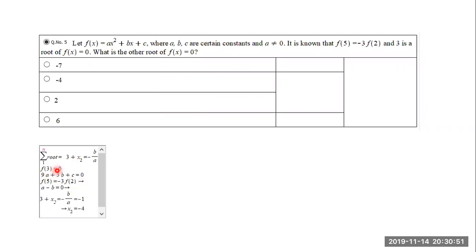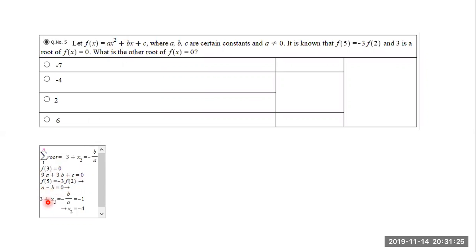And then f(3) is equal to 0. This is ax squared. Right, x is 3, therefore 3 into 3 is 9. 9a plus b into 3, 3b plus c is equal to 0. One relation I got. And f(1) is equal to minus 3 f(2) gives another relation. For that relation, you substitute x is equal to 1 here and then equate it to minus 3 into, substituting in this fraction, x is equal to 2. You will simplify it. You will get a relation a minus b is equal to 0.